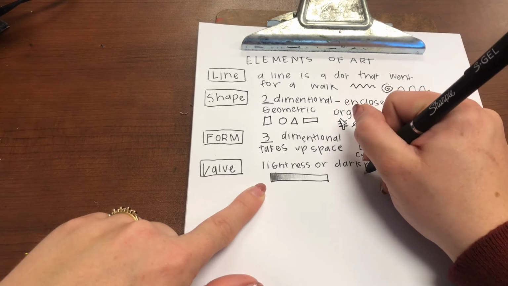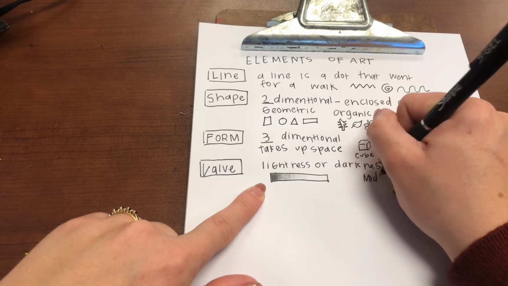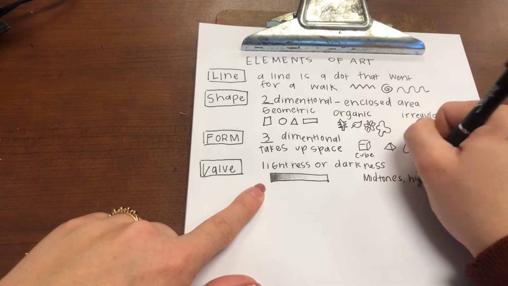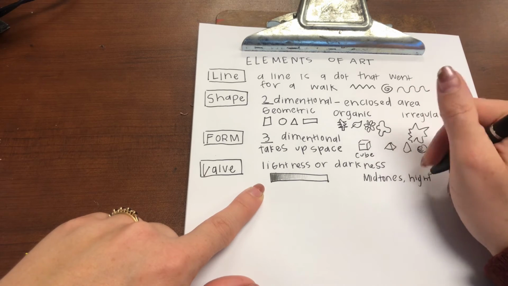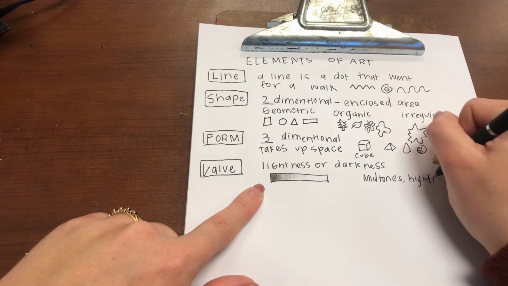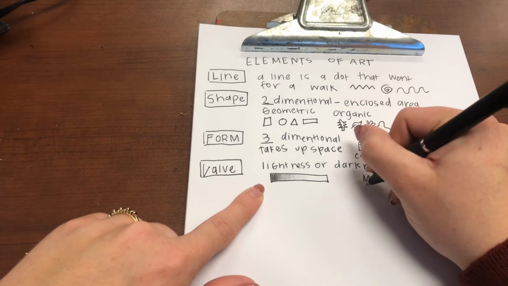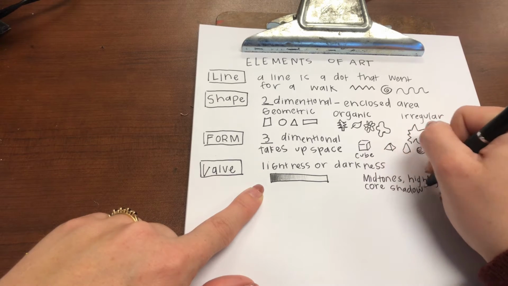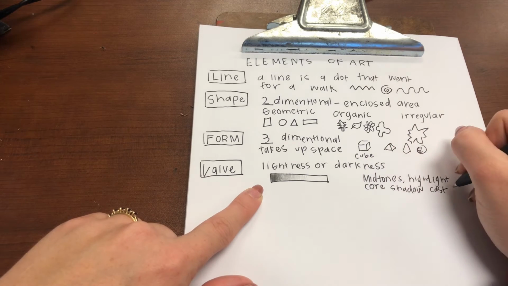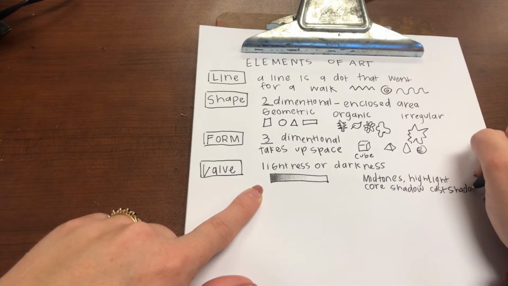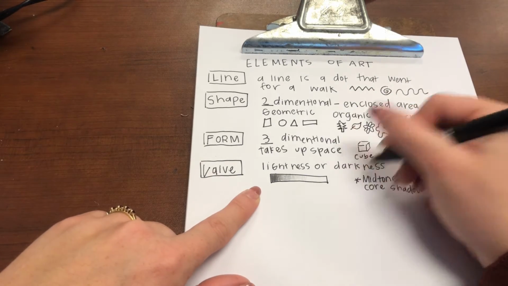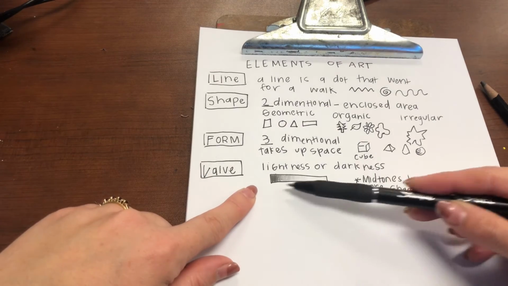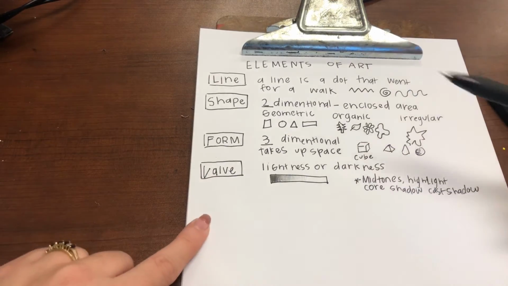You will also have midtones, highlight, core shadows, cast shadows. You will always have these things when you are doing a form, but you could have value when you are just going from light to dark.